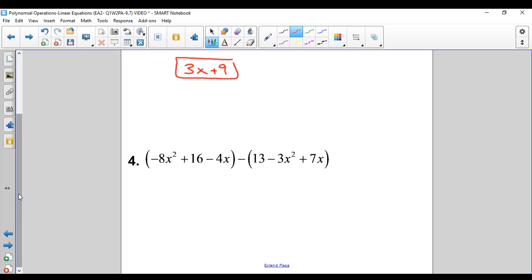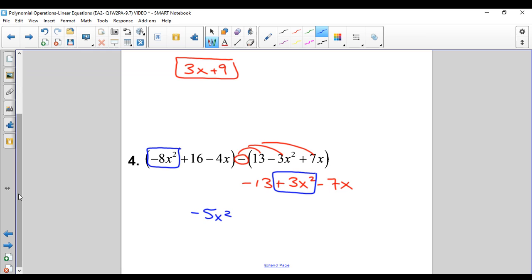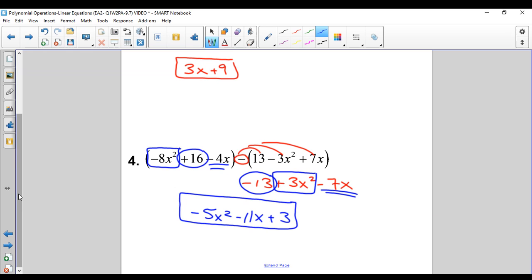Similar to the last slide, things will not always be in the order you like it. So first thing I still do is take that negative through. Now this is just me saving some time and saving some room. I just rewrote the second set of parentheses, which is fine. Negative 8x squared plus a 3x squared now, so it's negative 5x squared. We have x is next, so minus 4x, minus 7x, we get minus 11x, and then 16 minus 13 plus 3. Subtraction, you need to watch your signs.